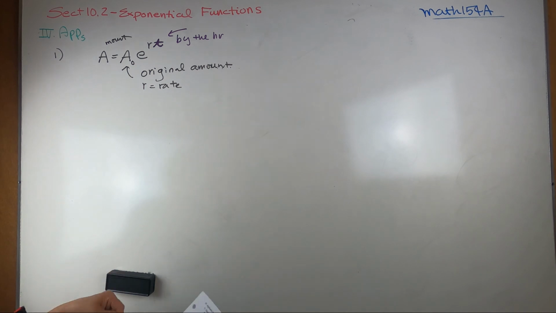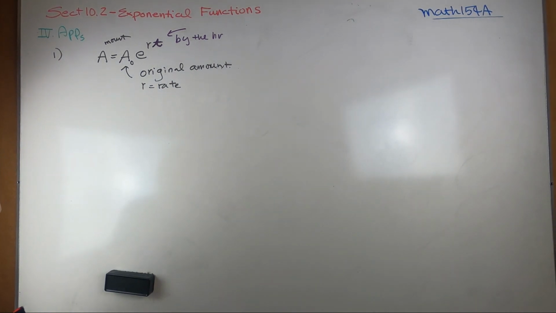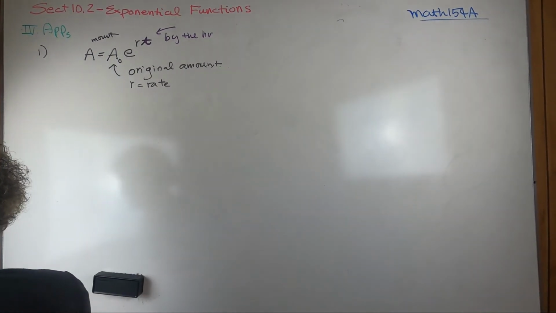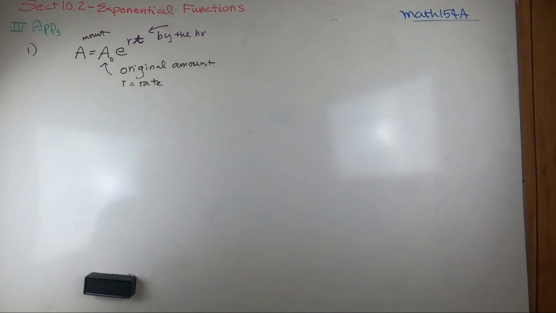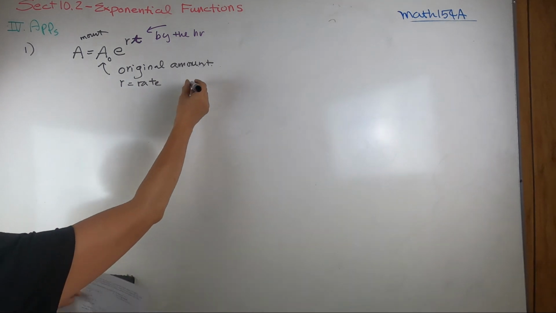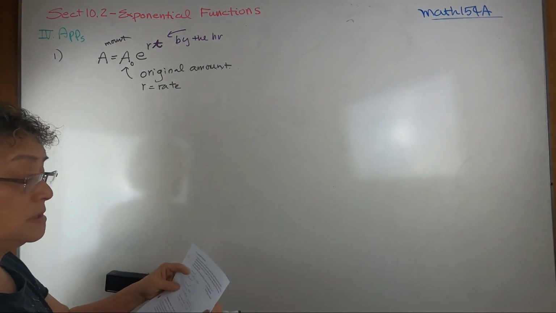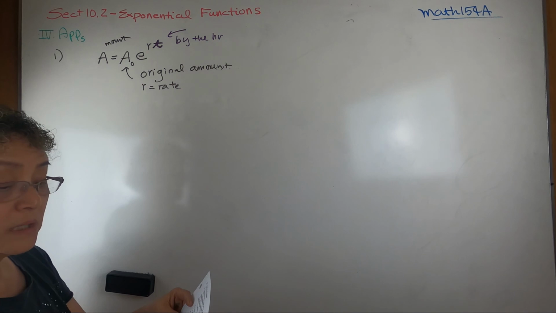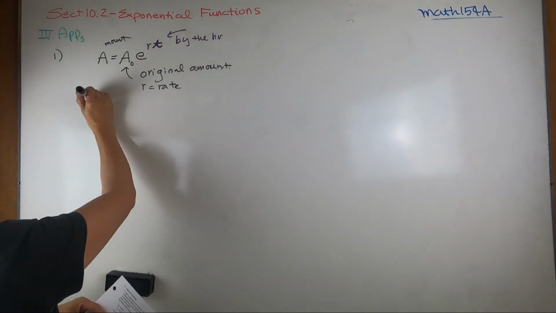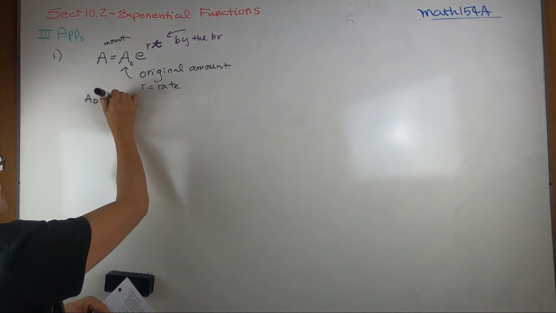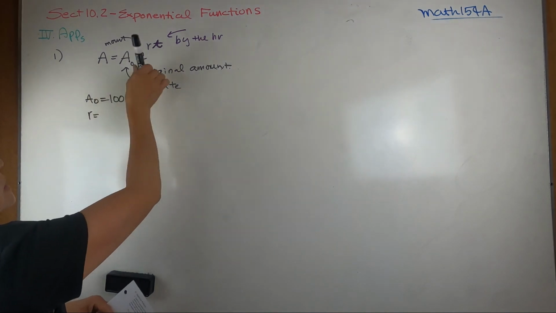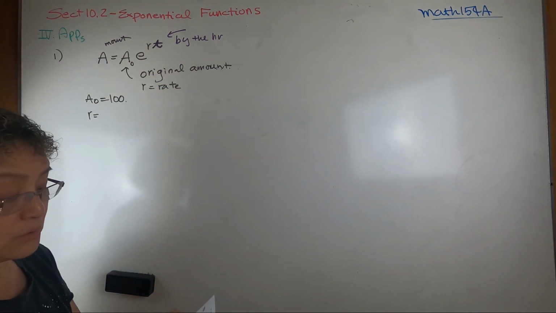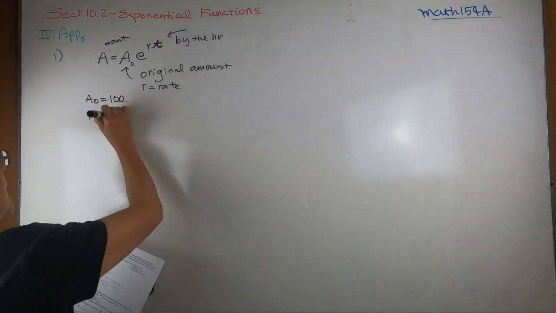So we want to find out, in 24 hours, how many viruses there are. How should we use this formula to do it? It says A0 at the beginning of time has 100 to start with, so your A0 is 100. Your R is your rate, 25% per hour.